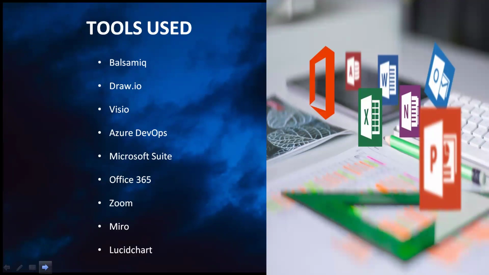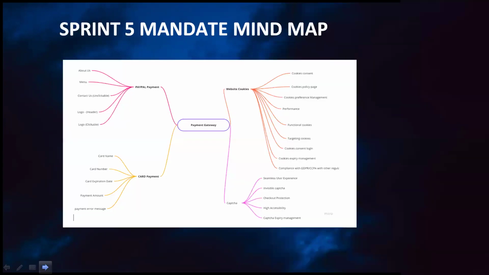So this shows our mind map for Sprint 5, and after elicitation, we were able to create 4 features as seen on the mind map.